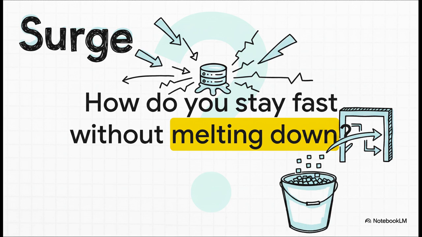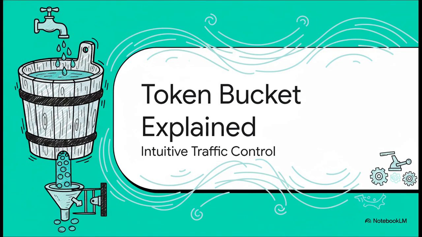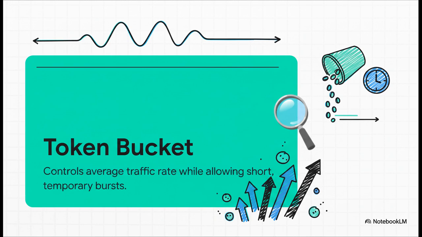Well, the answer is this really elegant, surprisingly simple rate limiting algorithm that pretty much every major system relies on. All right, let's get into it. The token bucket. To really wrap our heads around how this thing works, we're going to start with a super intuitive analogy. Think of it like this. So, what is a token bucket? At its heart, it's all about finding the perfect balance. It lets you control the average rate of traffic over time, but, and this is the key part, it also gives you the flexibility to handle those short, temporary bursts.